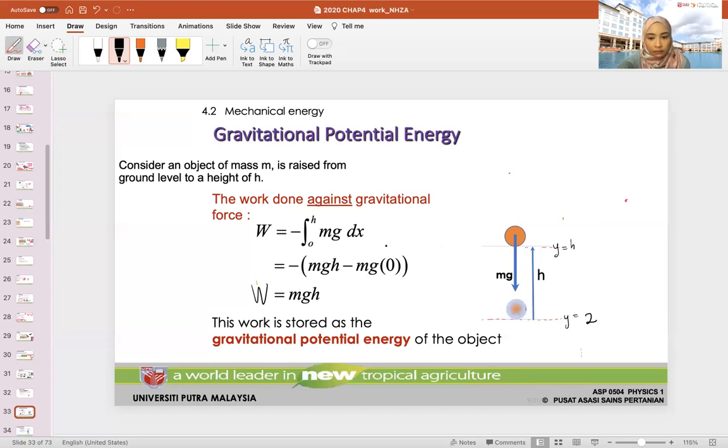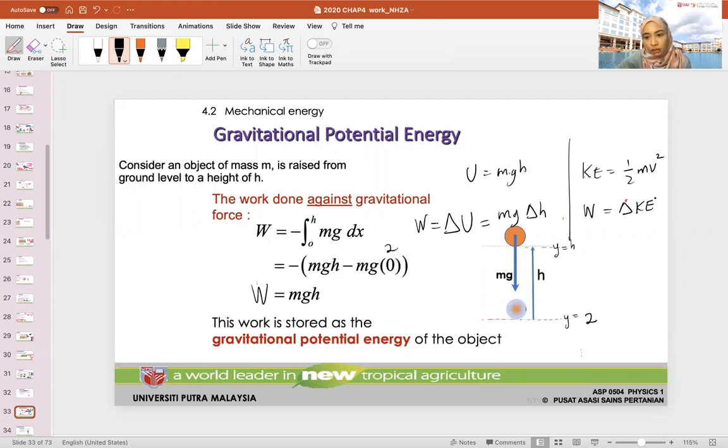So work done is still the change in energy. Previously we talked about work done is equal to the change in kinetic energy. Now we're saying that work done is actually the change in potential energy. So this is W equals to delta U. So U is actually mgh, and work done is delta U or mg delta h. KE is 1 over 2 mv squared. Work done is the change in KE or 1 over 2 mv squared minus u squared. Macam tu. Ataupun KE final minus KE initial.